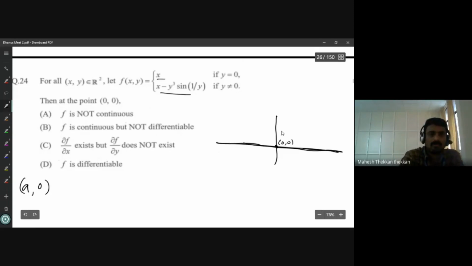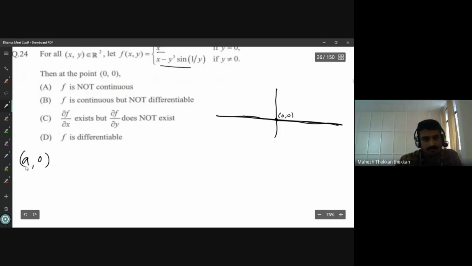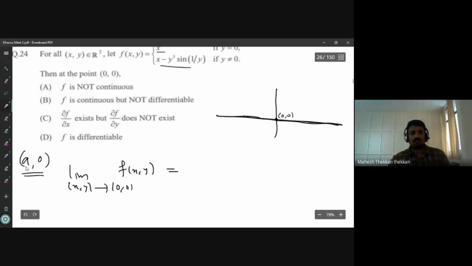Sorry, you only wanted to look at the continuity at the point (0, 0). No, we don't want to worry about the general point. Okay, we wanted to look at the point (0, 0). So what do you want to look at? You want to look at the limit of f(x, y) as (x, y) tends to (0, 0). What will that be?